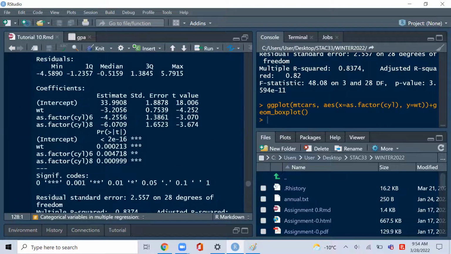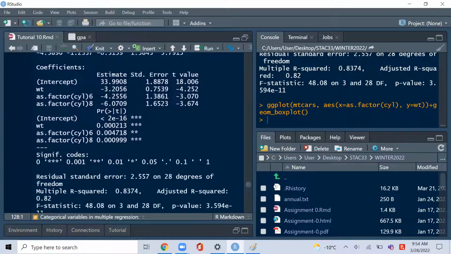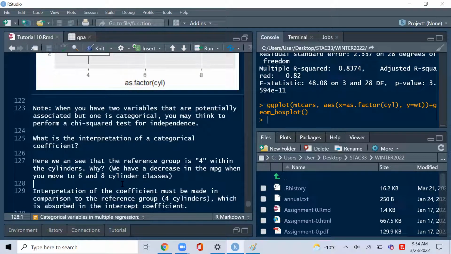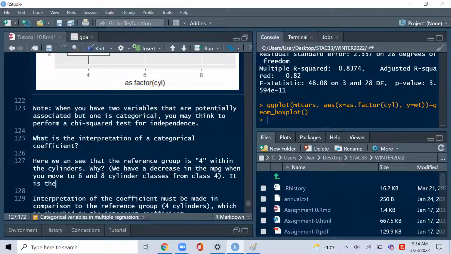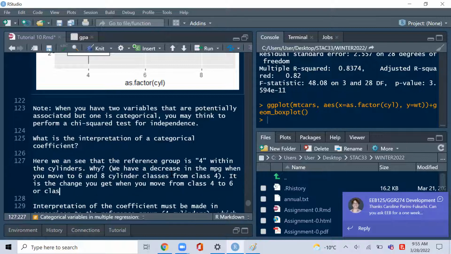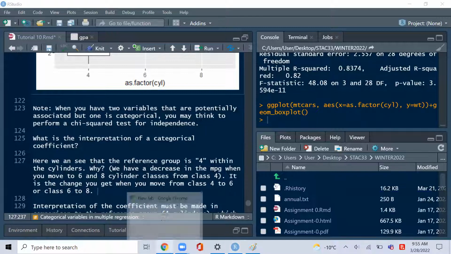Because you actually don't see 4 in the output, it's the reference group, which is the intercept term itself. So what you're actually seeing is a change. You go from 4 to 6, and then obviously from 4 to 8. I'll just put here from class 4. It is a change you get when you move from class 4 to 6 or class 6 to 8. That's how you interpret it.